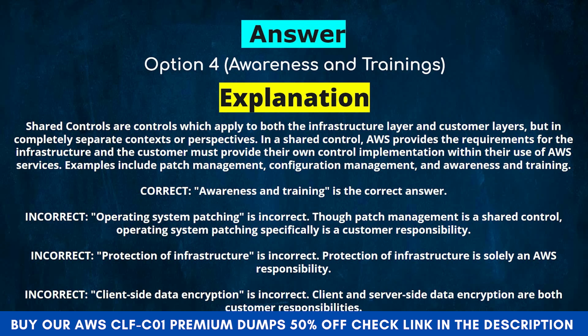Operating system patching is incorrect. Though patch management is a shared control, operating system patching specifically is a customer responsibility. Protection of infrastructure is incorrect. Protection of infrastructure is solely an AWS responsibility. Client-side data encryption is incorrect. Client and server-side data encryption are both customer responsibilities.